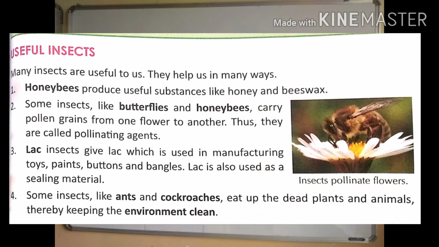Lac is produced by an insect, and it is used in manufacturing toys, paints, buttons and bangles. Lac is also used as a sealing material. Do you know about this? Okay, next, some insects like ants and cockroaches eat up dead plants and animals, thereby keeping the environment clean. So they are helping to keep the environment clean.